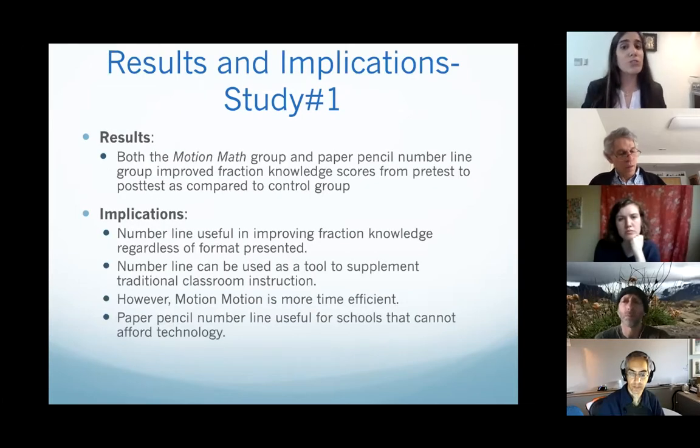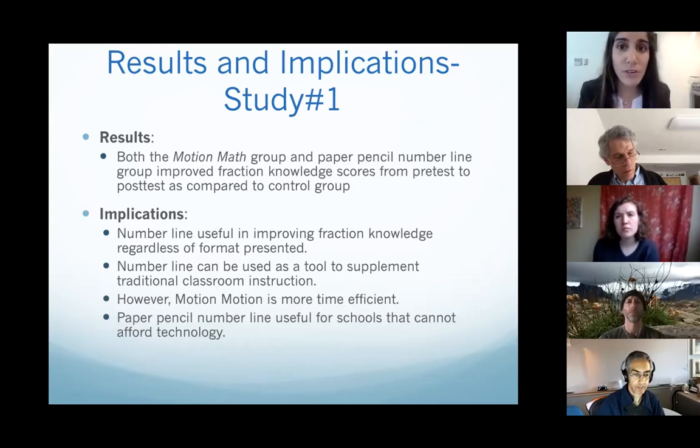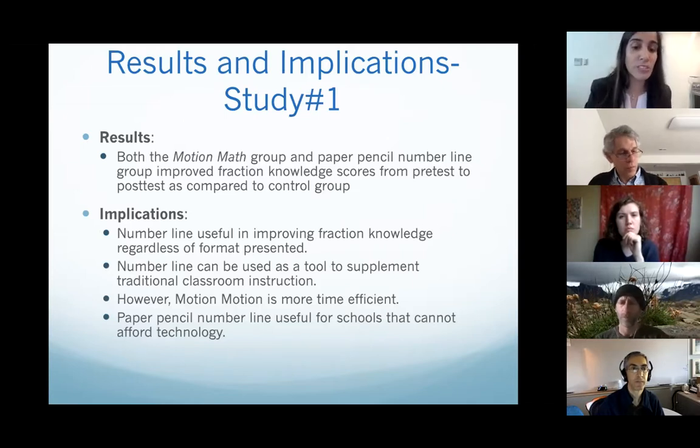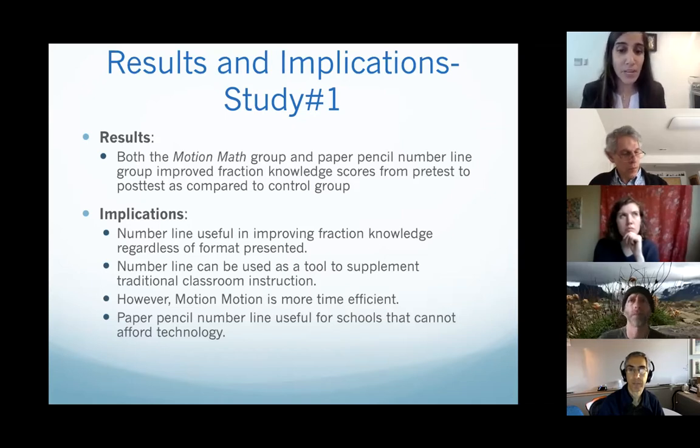So there are many results and implications from this study. The results and implications are that both the motion math and number line group improved the same from pre-test to post-test as compared to the control group. It seems that number line can be useful in improving fraction knowledge regardless of the format presented, whether it's a digital format or a paper pencil format, and that number line can be used as a tool to supplement traditional classroom instruction.